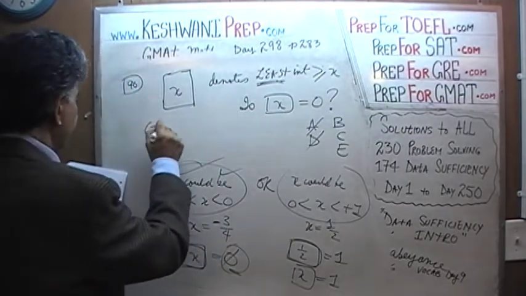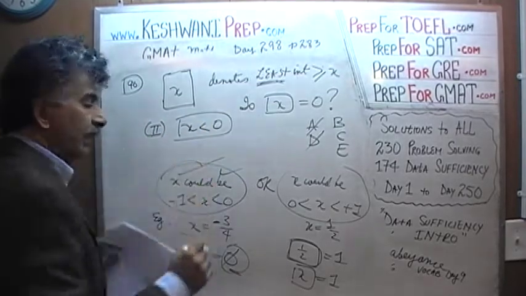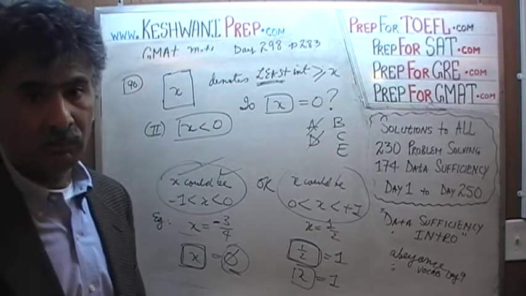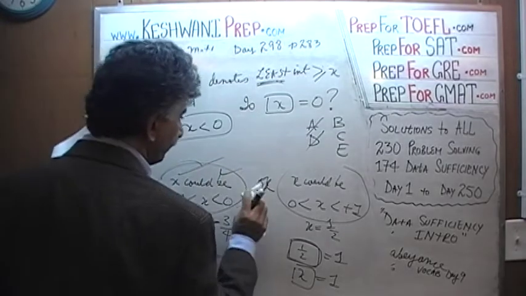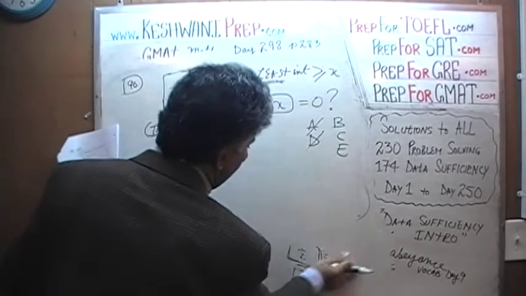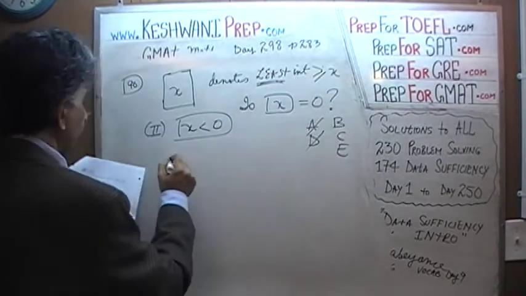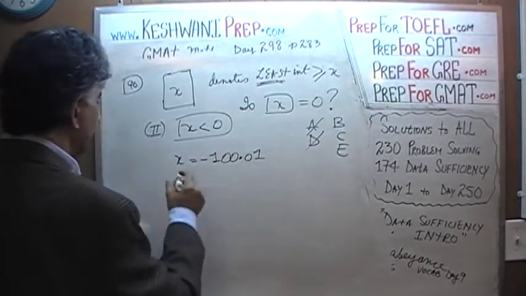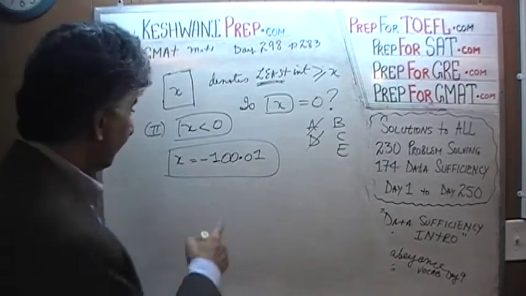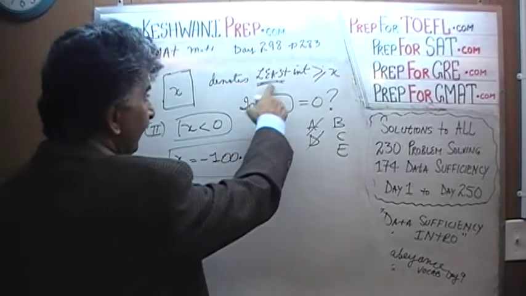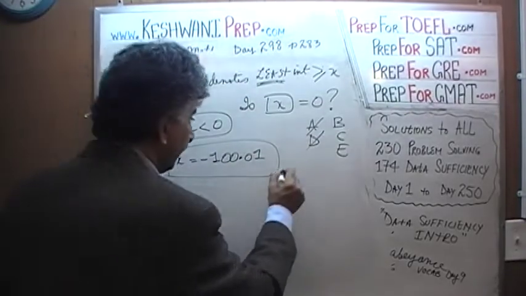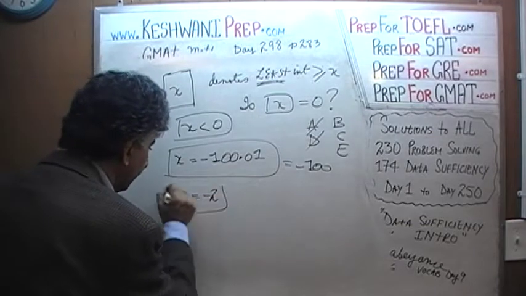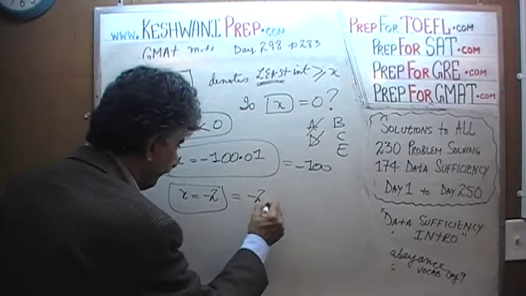The second statement tells us that x is negative. Again, simply knowing that x is negative is not enough at all. For example, x could be negative 100.01, in which case the value of x in the box, the least integer that is greater than or equal to it, is negative 100. But if x happens to be negative 2, then in the box would simply be negative 2.